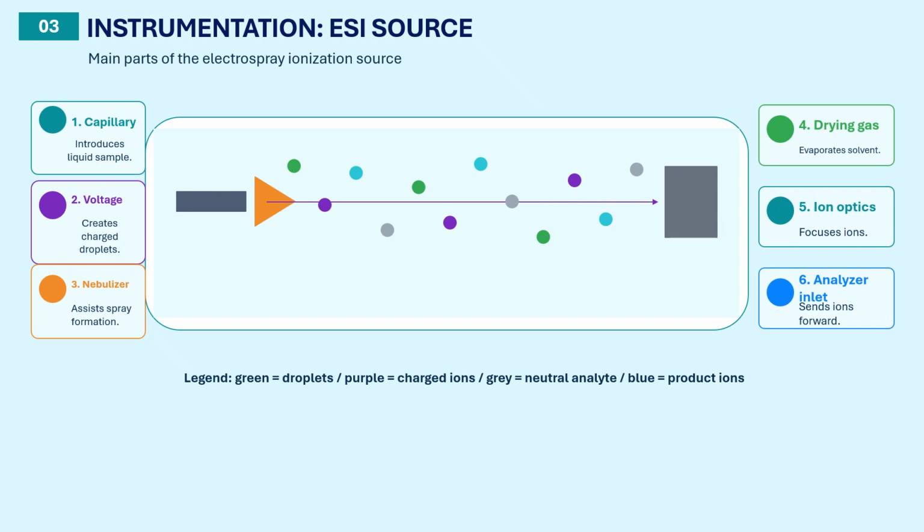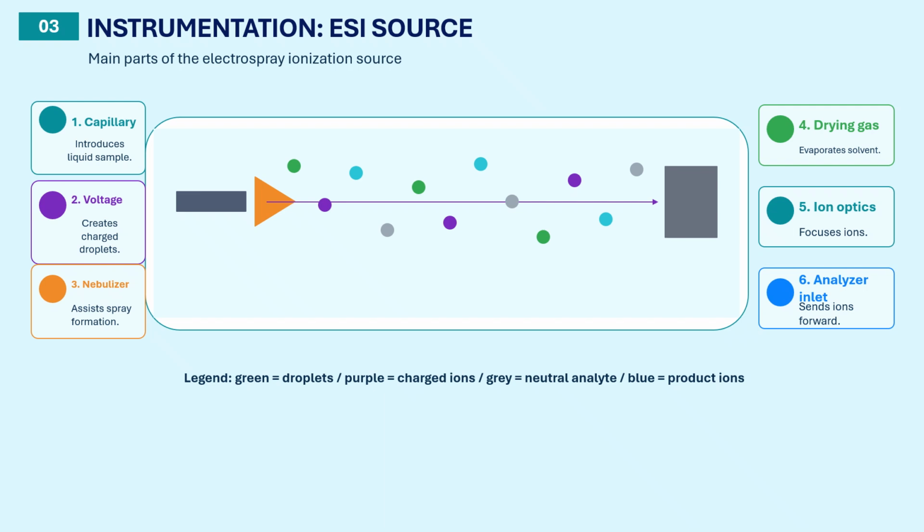Second is the voltage supply. A high voltage is applied to the capillary. This high voltage creates a strong electric field at the tip of the capillary. Because of this electric field, the liquid coming out of the capillary changes into a fine spray of charged droplets.